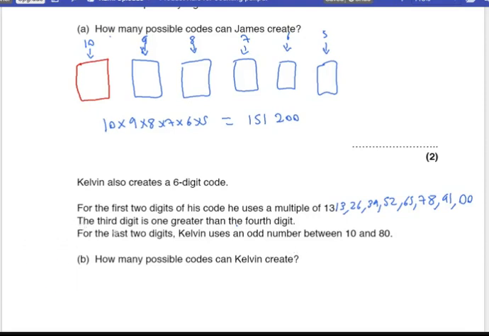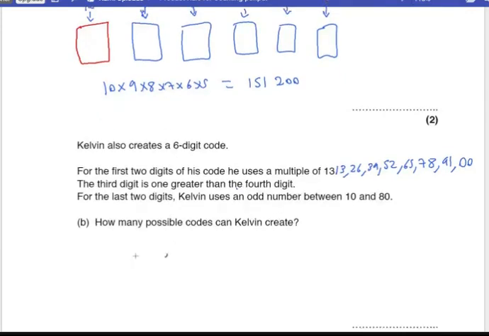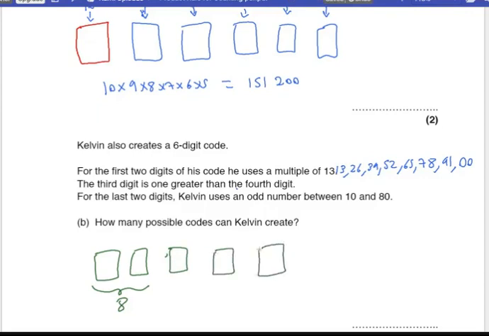Okay, the third digit is 1 greater than the fourth digit. So we've already got 8 in the first two, and there's the 3, 4, 5, 6. So the third digit is 1 greater than the fourth digit. So how many possibilities can we have?